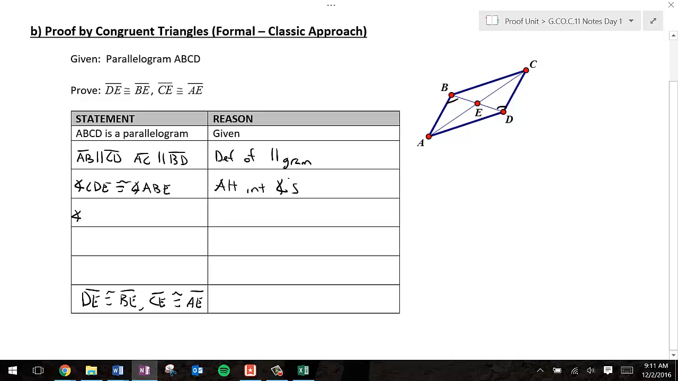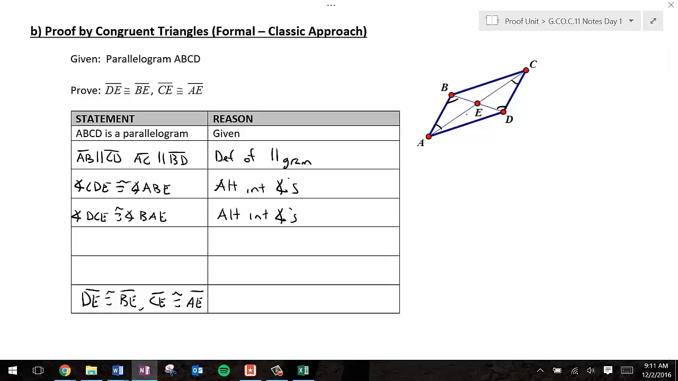And we've also got angle DCE, so here's DCE right there, and that's going to be congruent to angle BAE, once again by alternate interior angles. And one thing that we've got here, if we want to show that these two triangles are congruent, since we don't really know anything about either diagonal, we can use the sides of a parallelogram.